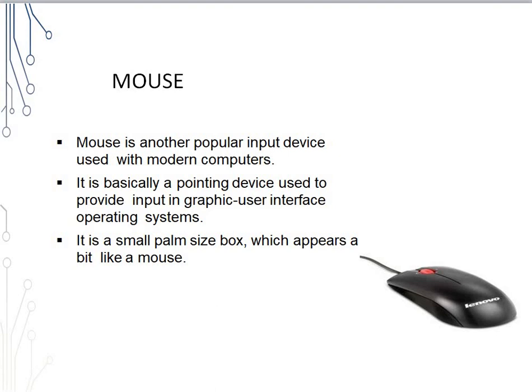Second one is the mouse. Mouse is another popular input device used with modern computers. It is basically a pointing device used to provide input in a graphical user interface operating system. By using the cursor, it can point out the information which you are requesting. It is a small palm-sized box which looks a bit like a mouse, which is why the name arises as mouse. So it is also one of the most popularly used input devices.